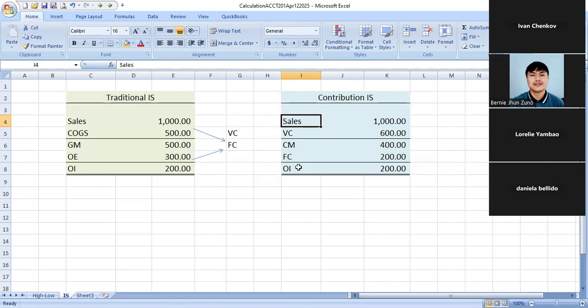Now, the fixed cost will be, let's say, the rent of the space. So that cost is always going to stay the same. Make sense? Are you guys with me? Are you following my logic?